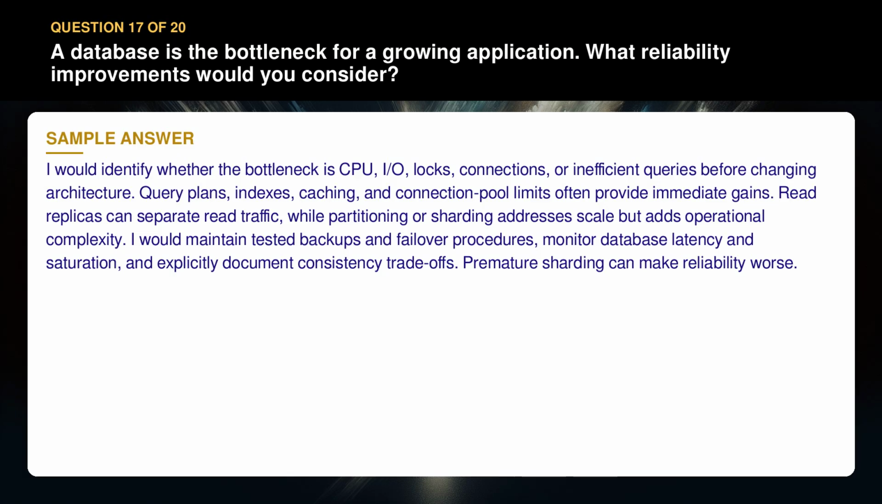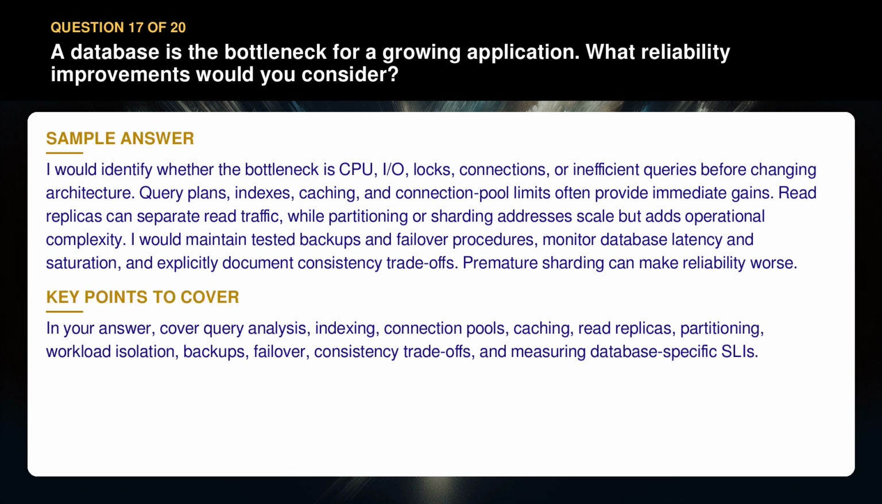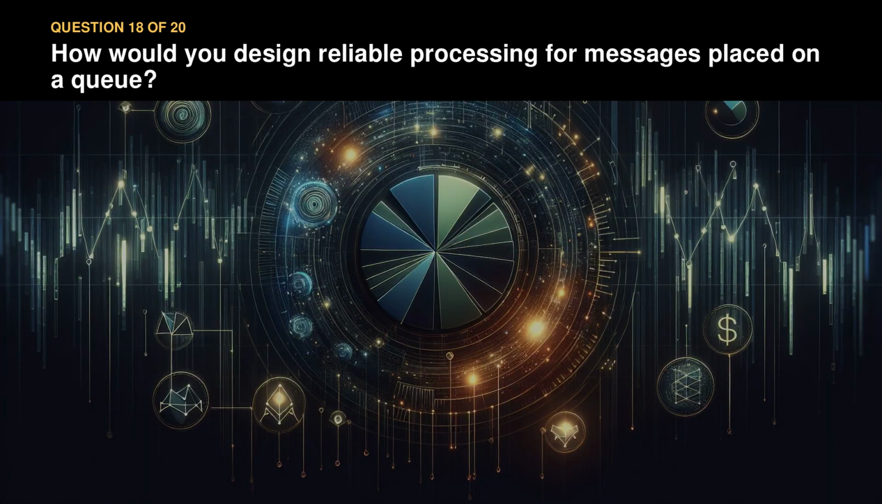Read replicas can separate read traffic, while partitioning or sharding addresses scale but adds operational complexity. I would maintain tested backups and failover procedures, monitor database latency and saturation, and explicitly document consistency trade-offs. Premature sharding can make reliability worse. In your answer, cover query analysis, indexing, connection pools, caching, read replicas, partitioning, workload isolation, backups, failover, consistency trade-offs, and measuring database-specific SLIs.